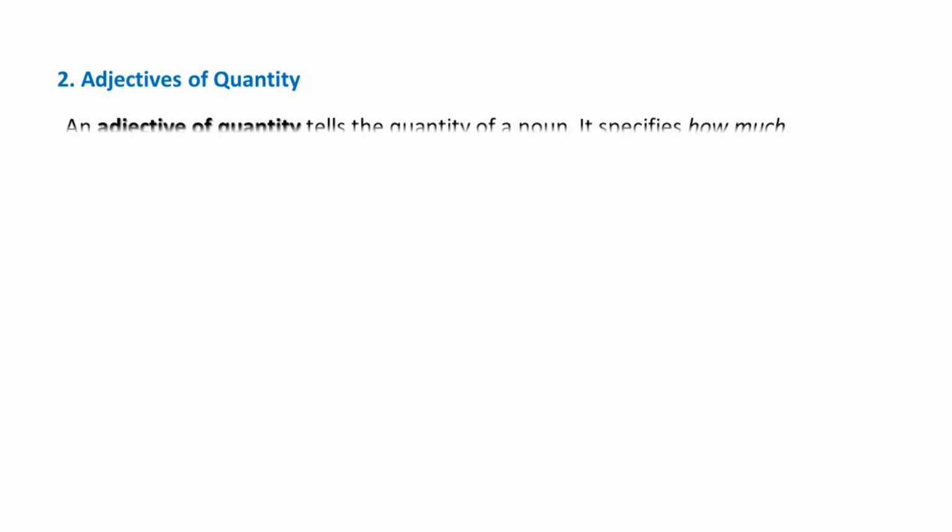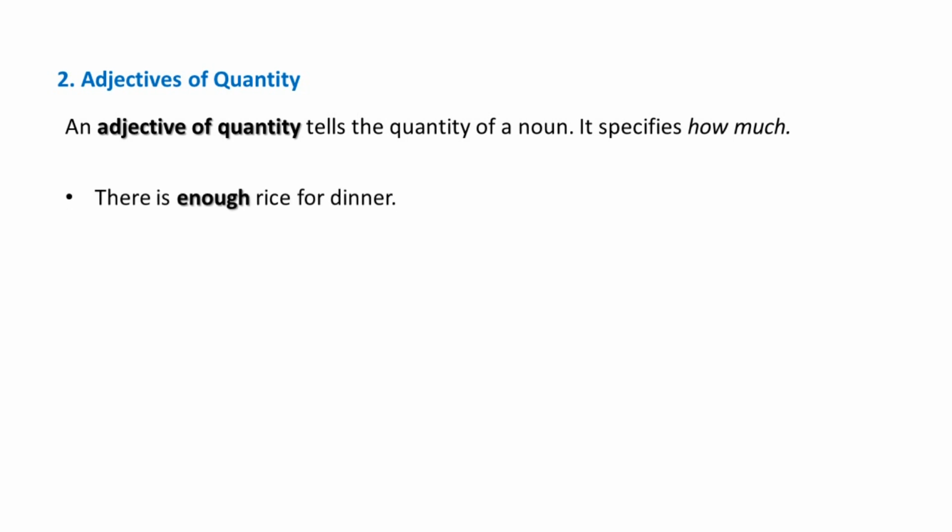The second type of adjectives are adjectives of quantity. Adjectives of quantity tell the quantity of a noun. It specifies how much. Let us look at some examples. There is enough rice for dinner. Delhi did not get much rainfall last year.